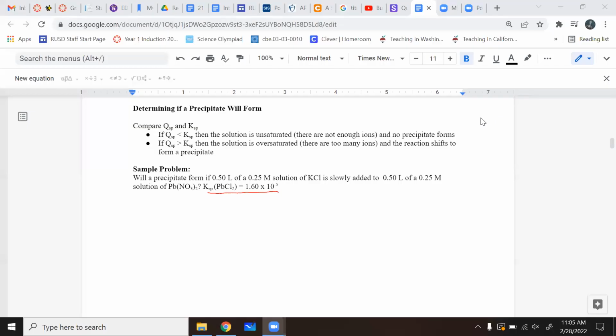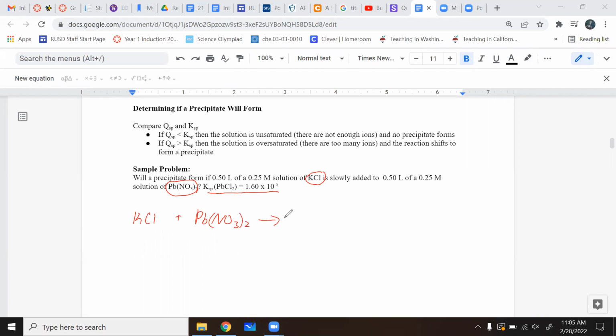All right, so the first thing we want to do to solve this problem is understand what's going on. Our problem states that we are adding a solution of KCl to a solution of PbNO3 2. So let's write that out chemically. KCl plus PbNO3 2.